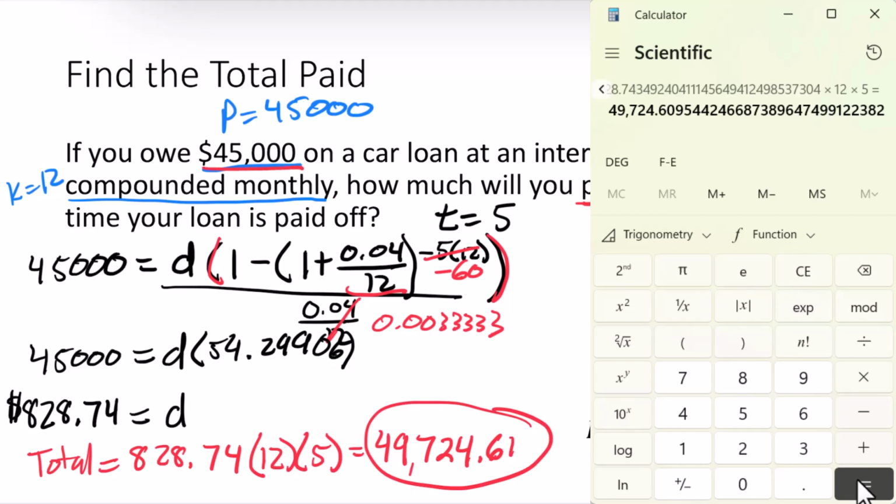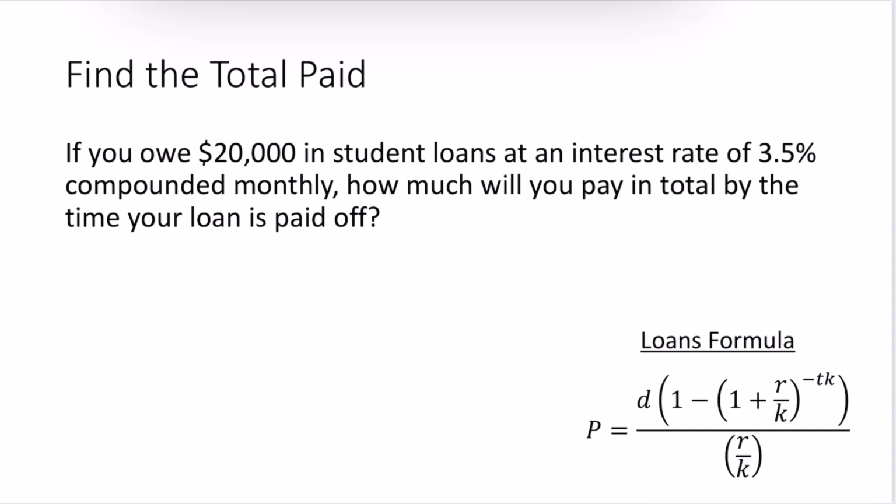And this is a reasonable number because the amount that I borrowed was $45,000. And it makes sense that I would pay about $4,000 to $5,000 extra dollars because of the interest that's being charged over these 5 years. So that's how you would solve a problem like this. So why don't you guys go ahead and try this one?